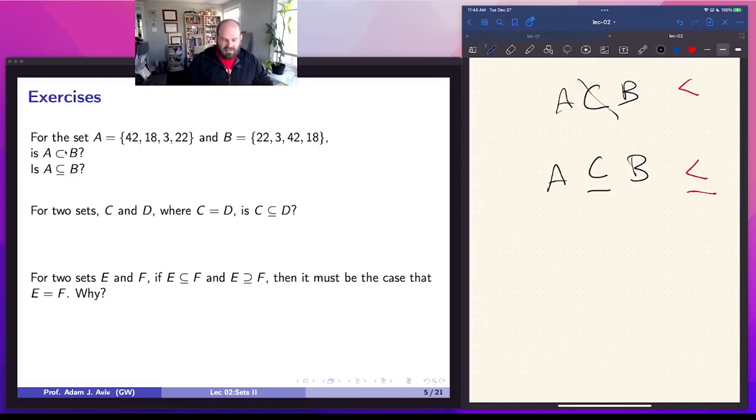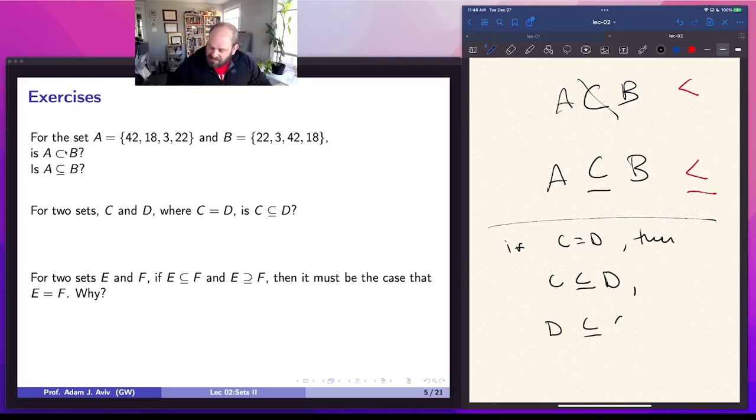For two sets C and D, where C equals D, is C contained in D? And again, yes, that is the case, because like I said, this line underneath means that it could also be equal, just like with this less than symbol. And so, yes, if C is equal to D, then C is contained in D. Now, let's go a little bit further here. If C equals D, then C is contained in D. That also must mean that D is contained in C as well, right? Because it should work in both directions. Great.